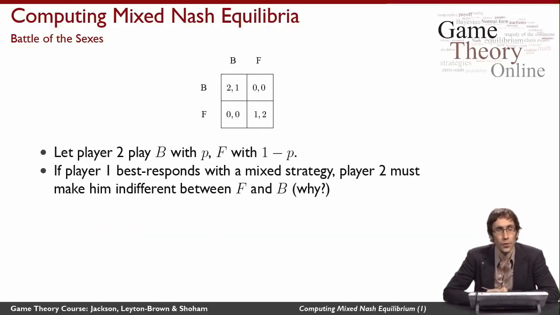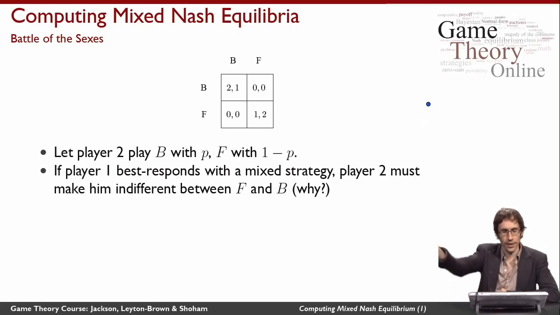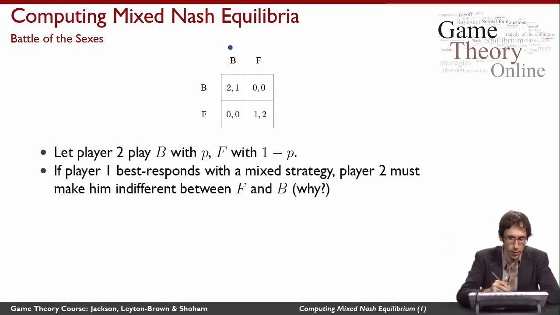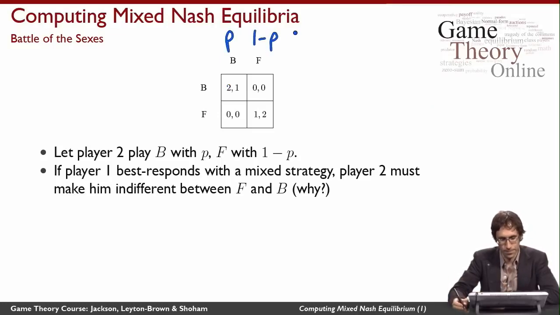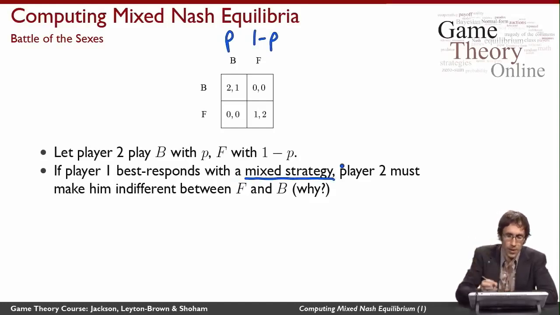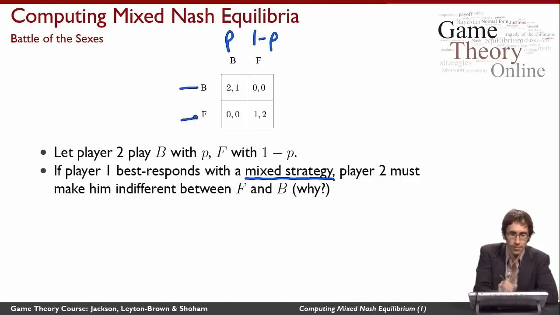So let's just introduce some notation to make this work. Let's let player 2 play B with probability P and F with probability 1 minus P. Now, if player 1 is going to best respond to this mixed strategy, whatever it is, and be playing a mixed strategy in response, then we can reason that player 2 must have set P and 1 minus P in a way that makes player 1 indifferent between his own actions, B and F.